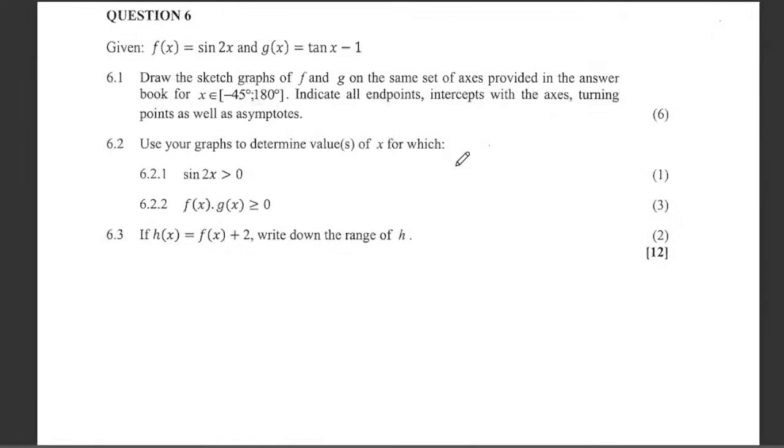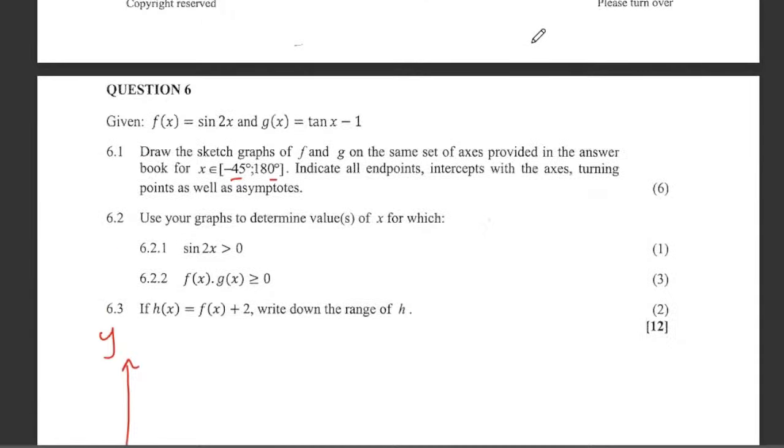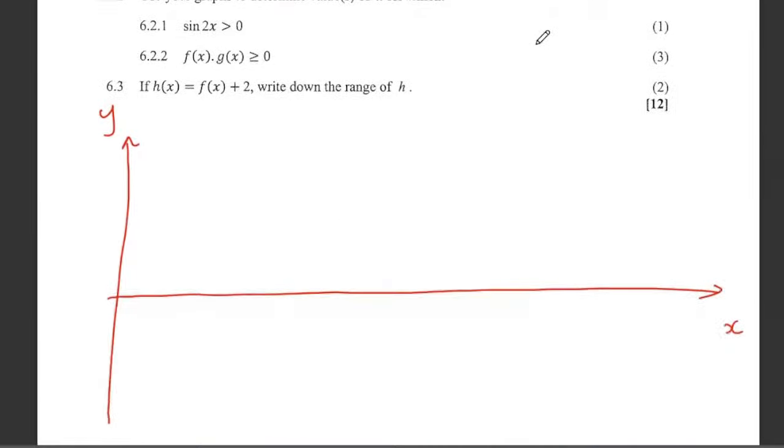Question number six, which is the trig functions. We have f of x equals sine 2x, and then g of x is tan x minus 1. Draw the following between negative 45 and 180. Like we said, sometimes you could be given this, and at times you could be told to plot or to draw. Regardless of which format comes, you need to know how to interpret both.